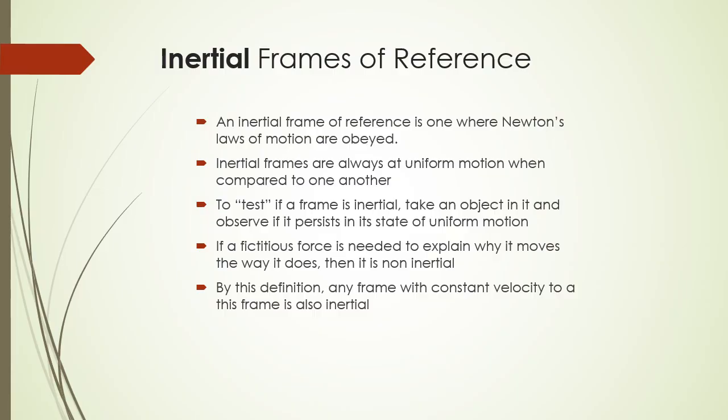Right. So we have discussed frames of reference. Basically, any coordinate system can be a frame of reference, right? However, there's something special called an inertial frame of reference. So an inertial frame of reference is a special frame of reference where Newton's laws of motion are obeyed. But you may be asking, hey, isn't Newton's law of motion always obeyed? Yeah, that is true, only if the frame itself is at uniform motion when compared to any other frame.